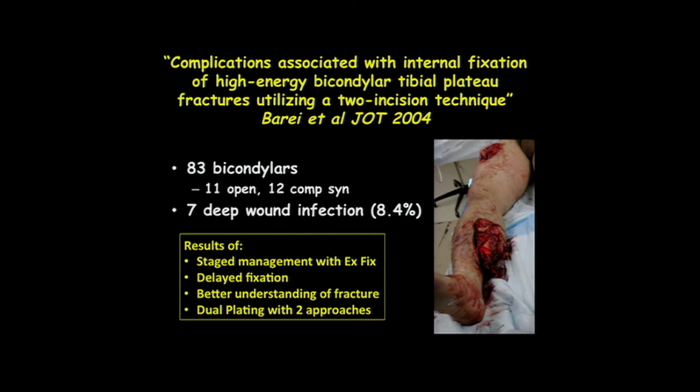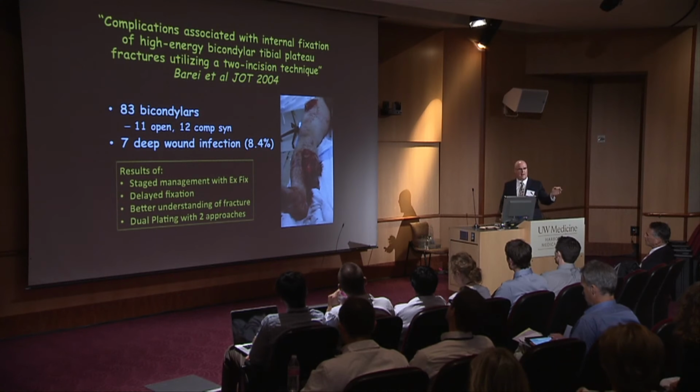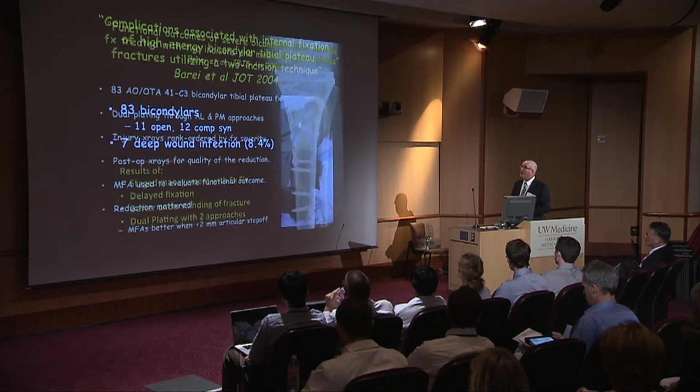There were 2 other studies, one in JOT in 2004, where we looked at the worst of the worst. 83 of these bicondylars, 11 open, 12 had compartment syndrome, and yet the infection rate was only 8.4%. You remember when we were talking about the infection rate with that single anterior incision where everything was peeled back, well into the 30%. Now we're down into the single digits for these worst of the worst injuries. And this is a result of that staged management with external fixation, delayed fixation, a better understanding of the fracture, and this dual plating with 2 approaches, an anterolateral approach and a posteromedial approach, as opposed to that one peel-away anterior approach.